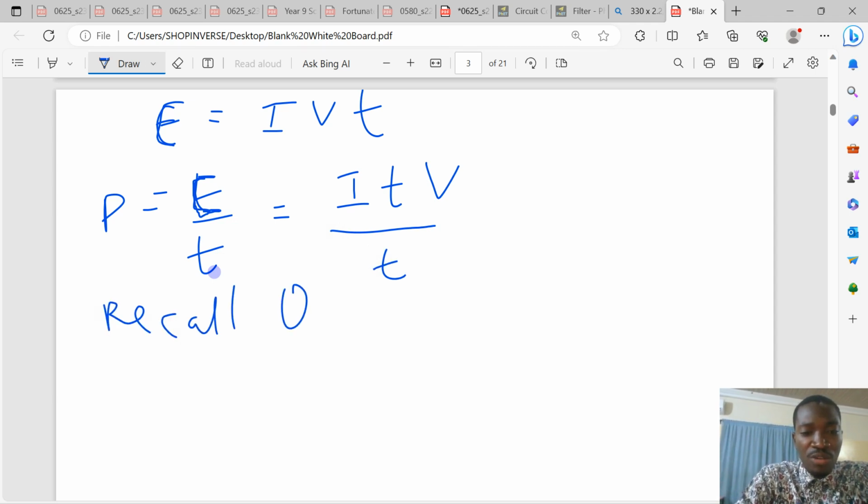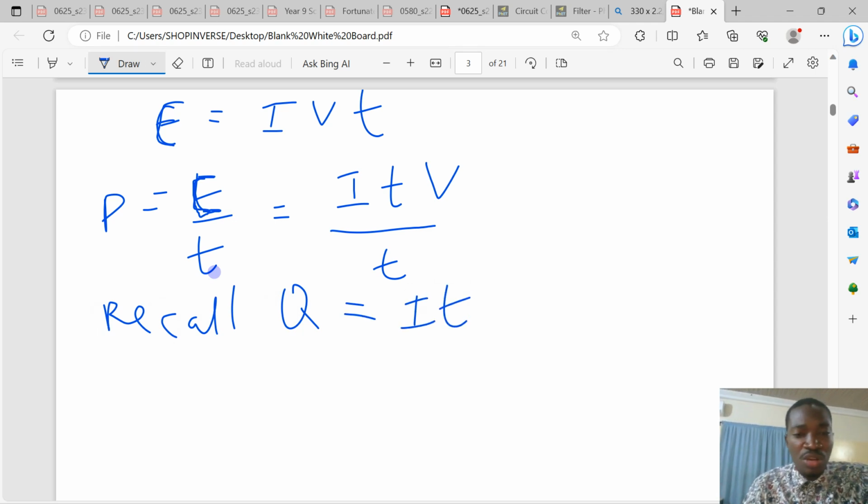Recall that the quantity of electric charge is equal to what? IT, where Q represents the quantity of charge. So we can use Q to represent this IT, okay? We are not going to cancel T. We can't say T cancel T, no. Use Q to represent IT in this expression.